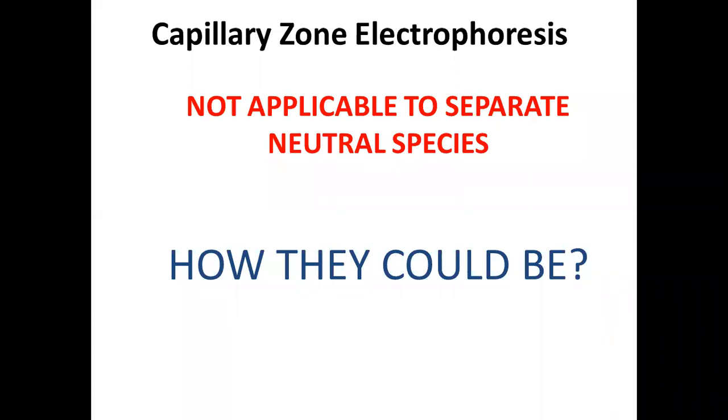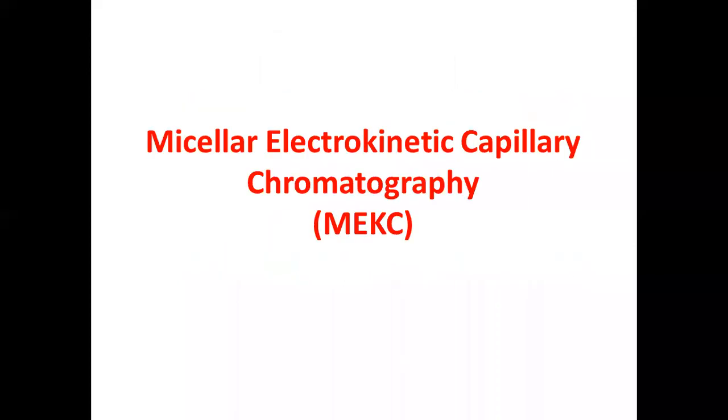How is this problem overcome? How are the neutrals going to be separated by capillary electrophoresis? Or is it not a suitable technique to perform the separation of neutral species? These are the questions that arise in front of us. The answer is we cannot ignore the neutrals. We can separate the neutrals also. How do we do this? This will be done by using micellar electrokinetic capillary chromatography.